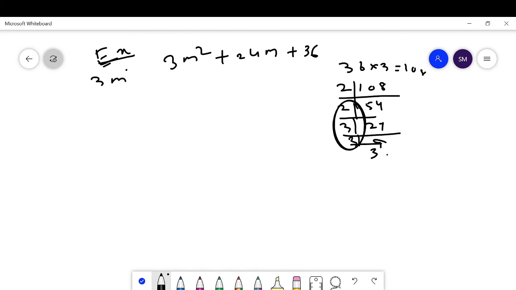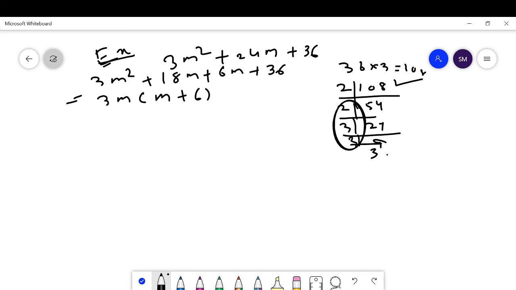24 can be written as plus 18m plus 6m. 24 can be split into 2 parts, 18 plus 6. Then their product 18 6s are 108 and 18 plus 6 is 24. Then taking common 3m, here m remains and here 6. From these two terms taking common 6, here also m plus 6.